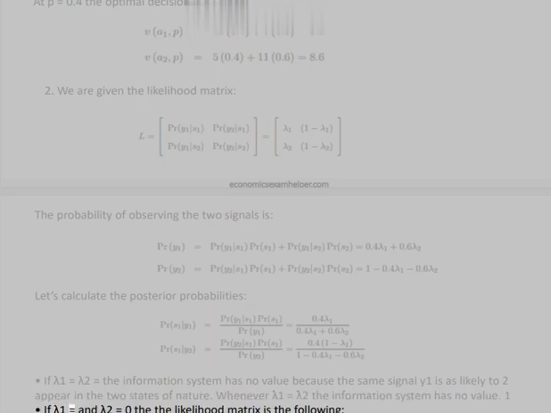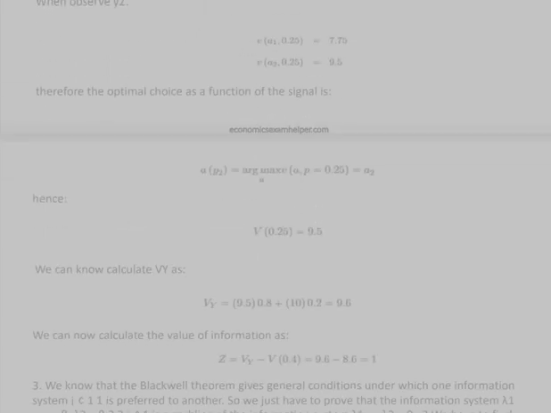If λ1 equals 1/2 and λ2 equals 0, the likelihood matrix is the following. Posteriors in this case are as follows, along with the probabilities of the two signals. When we observe y1, the optimal choice as a function of the signal is as follows. Hence, when we observe y2, the optimal choice as a function of the signal is as follows. Hence, we can now calculate V(y), and we can now calculate the value of information as 3.